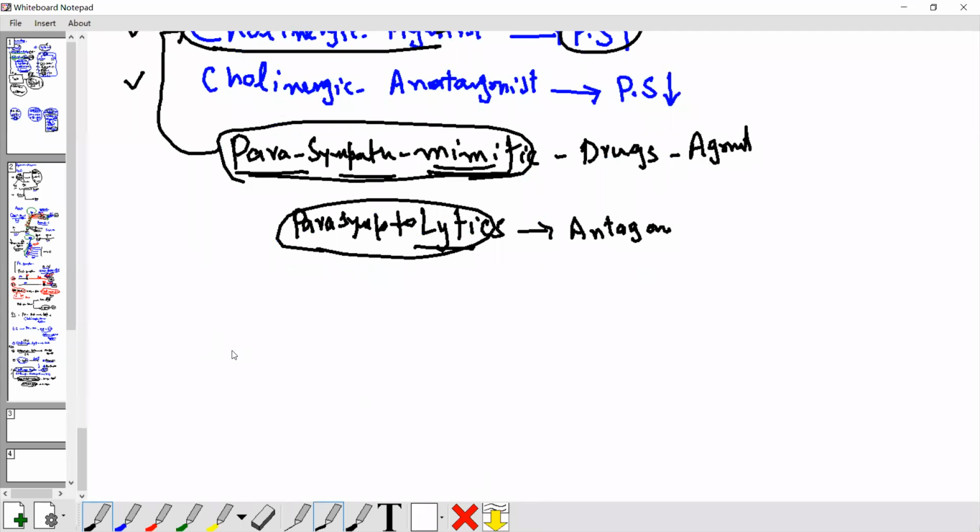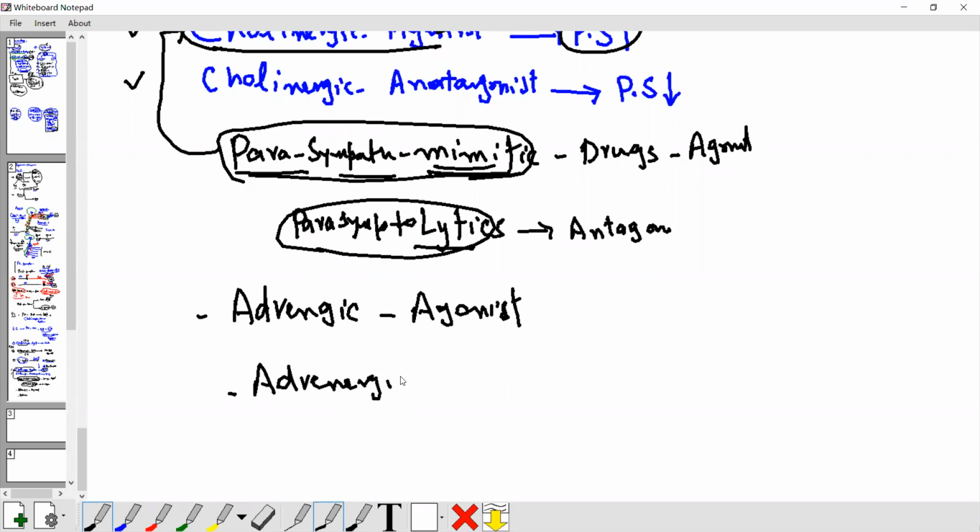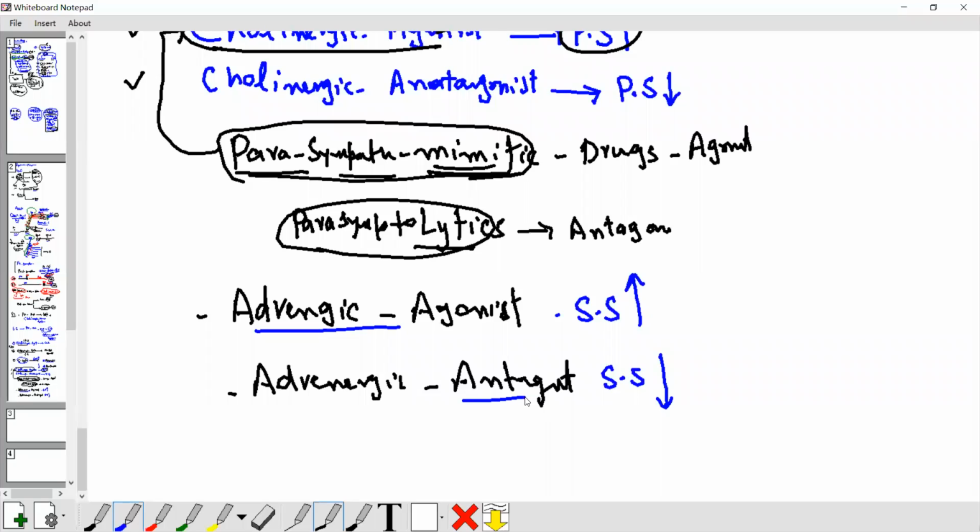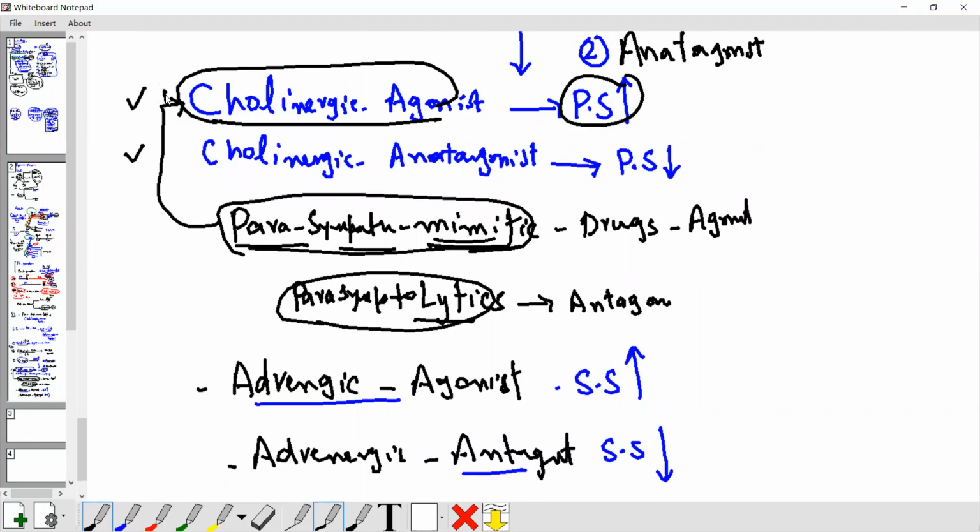How about the drugs of the sympathetic system? What is the name of the sympathetic system? The adrenergic system. We have four groups of drugs: adrenergic agonist and adrenergic antagonist. Adrenergic agonists increase the sympathetic system activity, they help the sympathetic system. Adrenergic antagonists block the sympathetic system, so sympathetic activity decreases. These four groups are done: cholinergic agonist, cholinergic antagonist, adrenergic agonist, adrenergic antagonist.